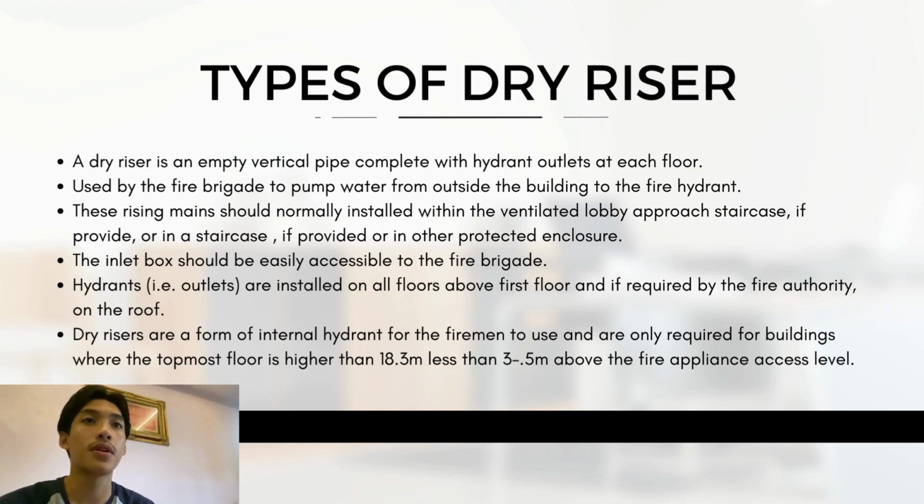Number 2. Used by the fire brigade to pump water from outside the building to the fire hydrant. Number 3. This rising main should normally be installed within the ventilated lobby approach staircase if provided, or in a staircase if provided, or in another protected enclosure. Number 4. The inlet box should be easily accessible to the fire brigade. Number 5. Hydrants are installed on all floors above this floor and, if required by the fire authority, on the roof.